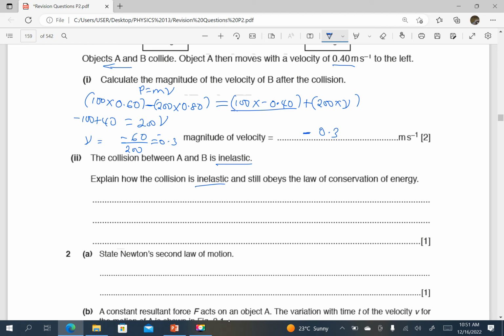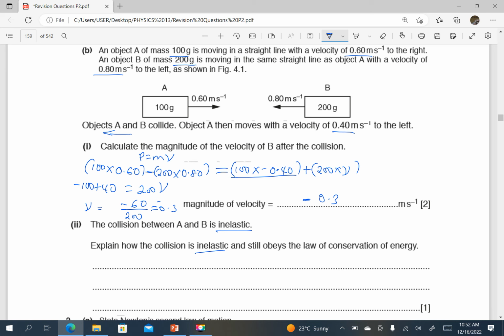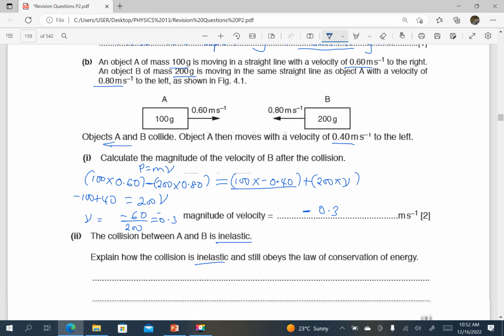It is going to be inelastic simply because kinetic energy is not conserved, but the kinetic energy is not lost, it is just transferred to other forms. So the law of conservation of energy is still, so energy is still conserved. You can also see that the collision is inelastic by checking the relative velocities of approach and separation. If relative velocities are not the same, then it means kinetic energy is not conserved.